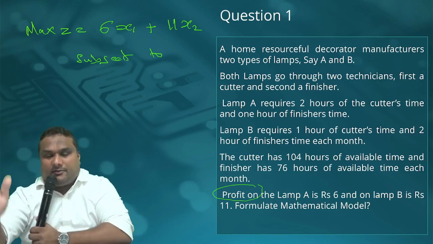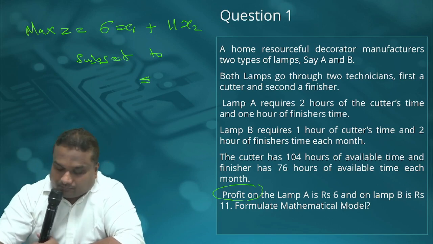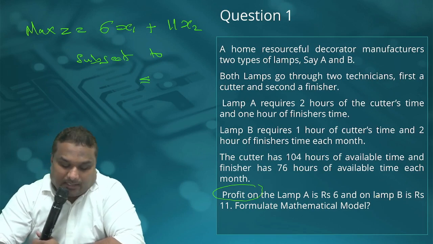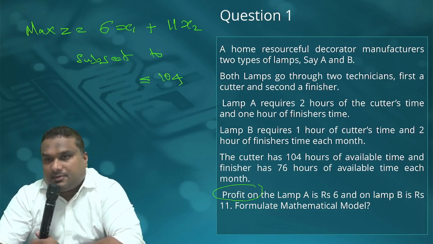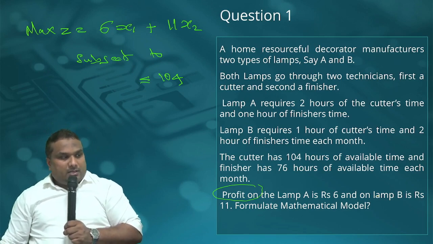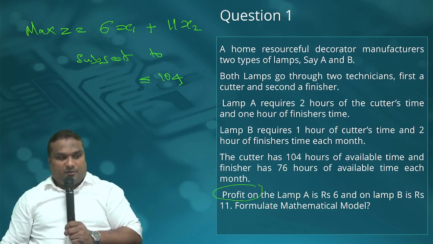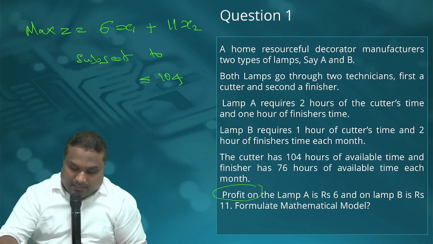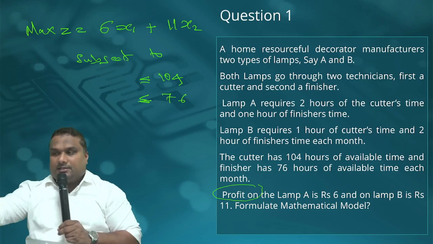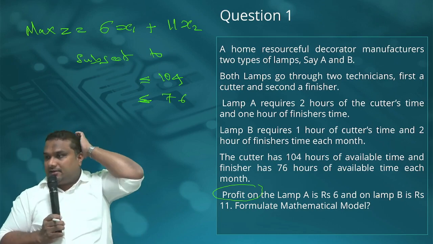Now we have two restrictions. We have two people. One is the cutter. Cutter is having a maximum available time of 104 hours. Finisher is having a maximum available time of 76. Maximum available time of what? 76. You got it? These are our restrictions.